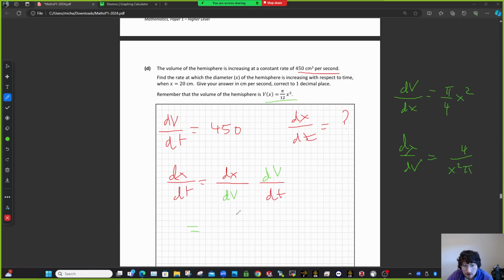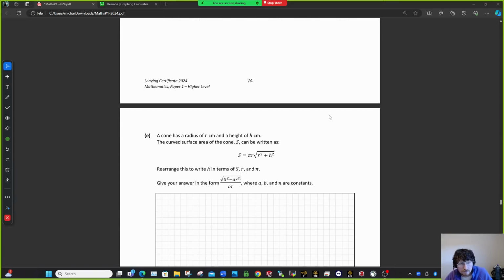And you sub it in here, then you get your 4 over, and x has been set as 20 squared pi multiplied by 450. Type that in again just to make sure. 4 multiplied by 450 over 20 squared multiplied by pi, and the answer for dx/dt works out as 1.432, and the units are centimeters per second, but they were nice and they actually told you that. And then it'll be 1.4 when you round it. Sound. That was a reasonable one.